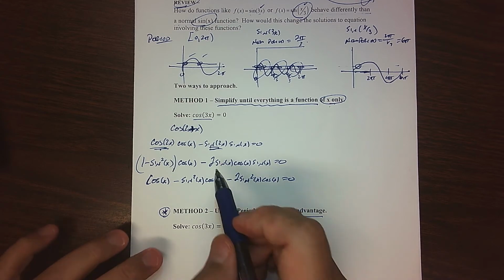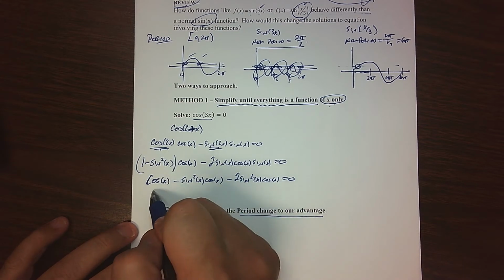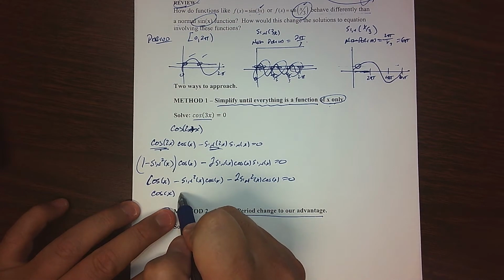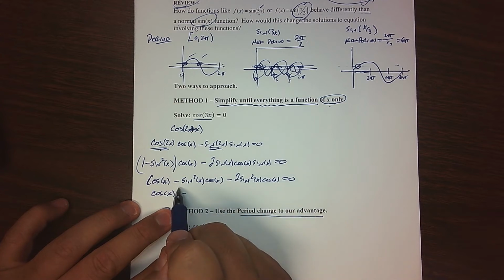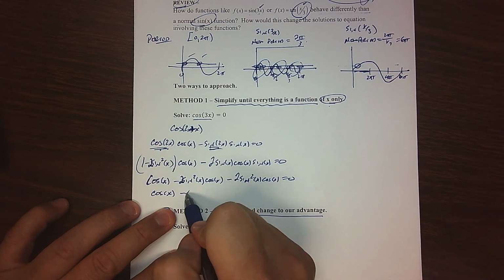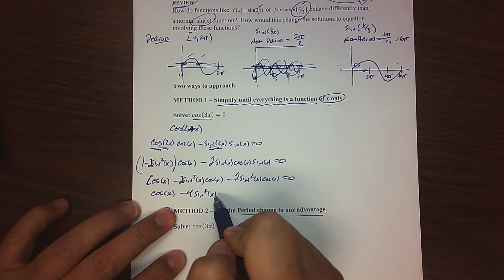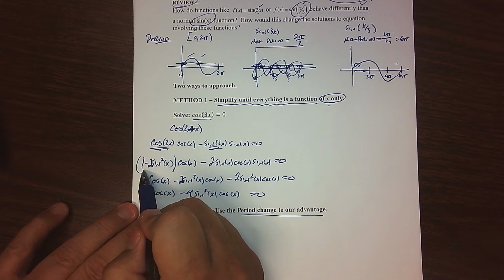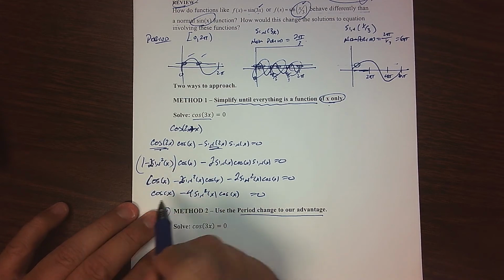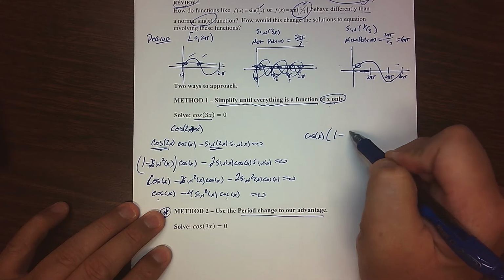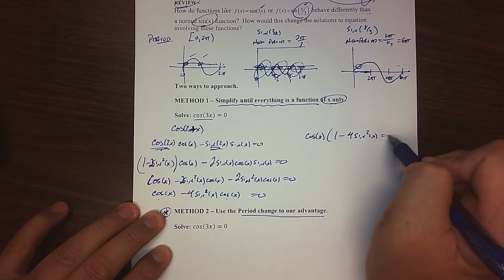And if we keep looking at this, make sure I got this right. Oops, there's a 2 there. I'm sorry, a 2 and a 2. So we have 4 sine squared x cosine of x equals 0. I'm sorry, the cosine double angle is 1 minus 2 sine squared. I forgot that. And so if we look at this now, I see that cosine's common, so I can write this as cosine of x times 1 minus 4 sine squared of x equals 0.